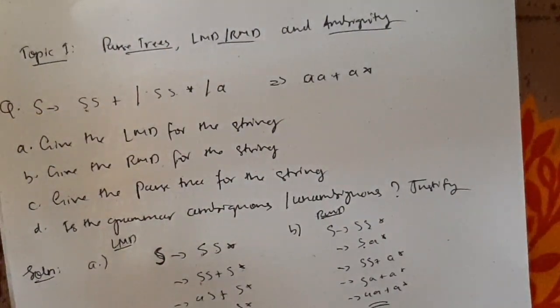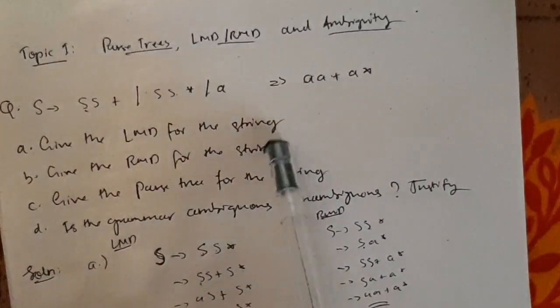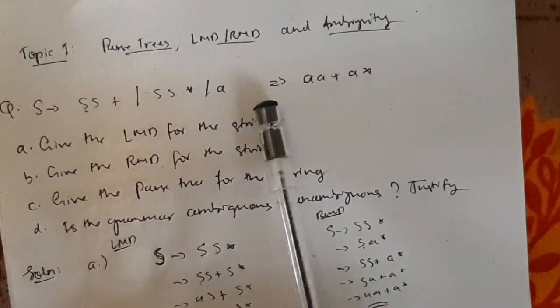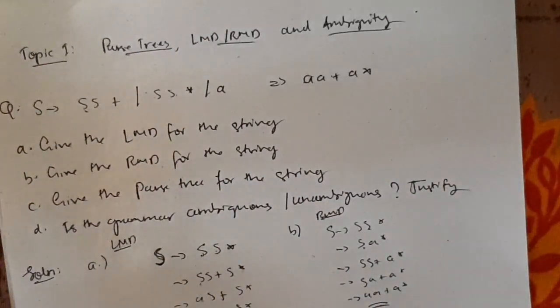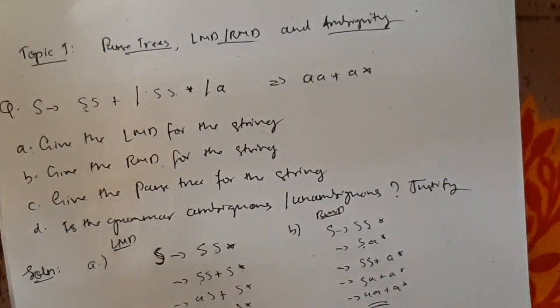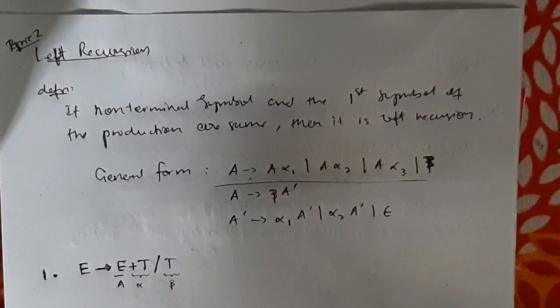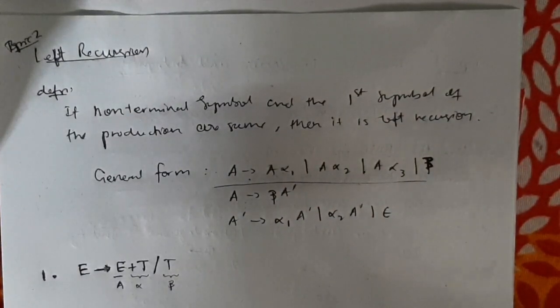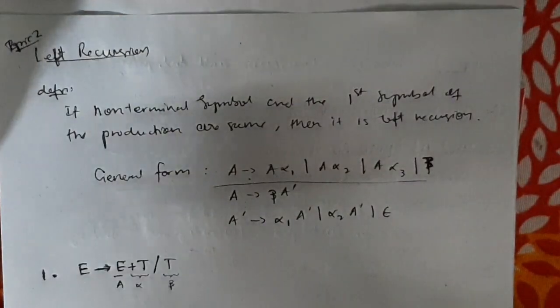Okay, so let's move on to the second topic, which is regarding the left recursion, then followed by left factoring, and then we have eliminating ambiguity, and then follow-up topics like first and follow, LL(1) grammars. Okay, so let's do that. Let's move on to the second topic, which is the left recursion. So we need to know what is left recursion and how to eliminate it.